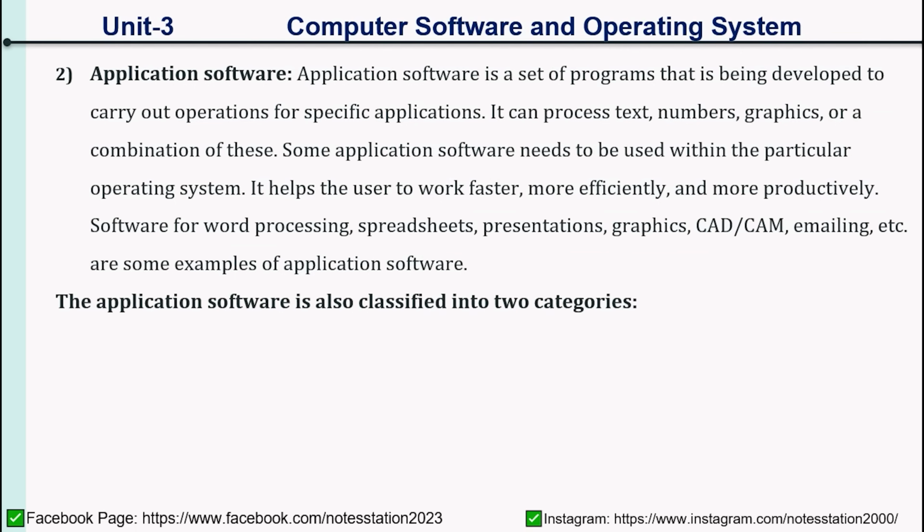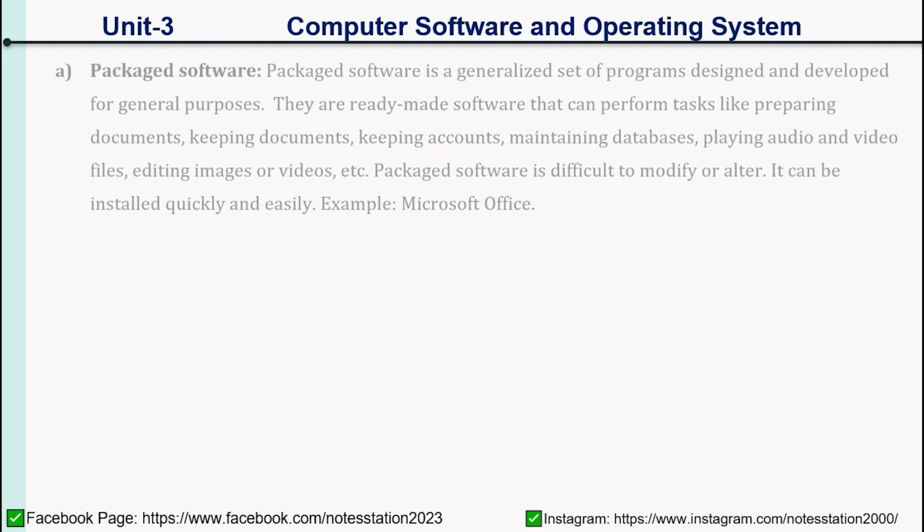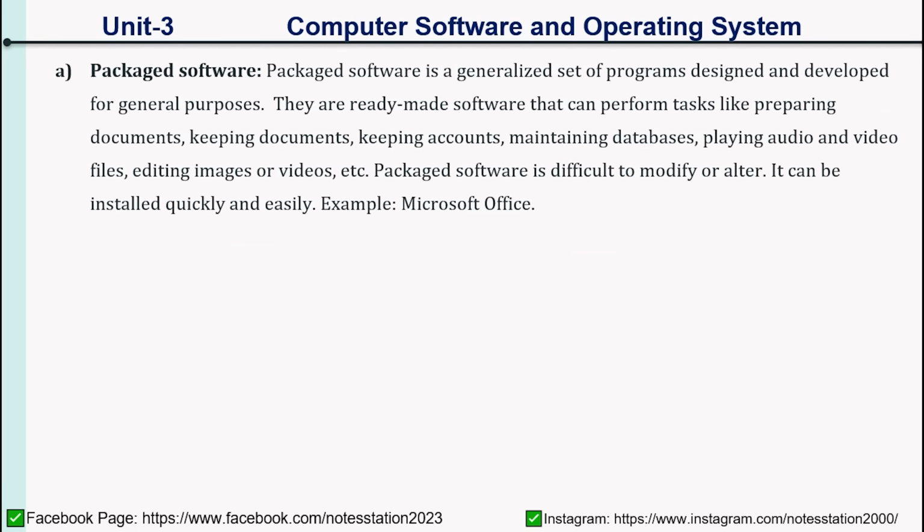The application software is also classified into two categories: packaged software and tailored software. Packaged software. Packaged software is a generalized set of programs designed and developed for general purposes. They are ready-made software that can perform tasks like preparing documents, keeping accounts, maintaining databases, playing audio and video files, editing images or videos, etc. Packaged software is difficult to modify or alter. It can be installed quickly and easily.